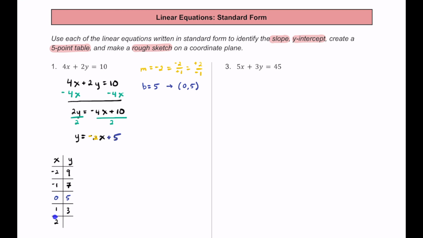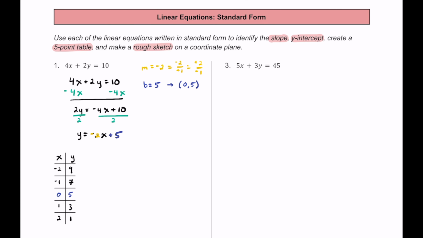Finally, when x is equal to this positive 2, let's plug it in here. So it's going to be y is equal to this negative 2 times positive 2 plus 5. Negative 2 times positive 2 is negative 4. And negative 4 plus 5, that's equal to positive 1. So when x is positive 2, y is equal to positive 1. And hopefully if you're looking at this pattern here, we can see that these are all falling by 2 each time, while these are increasing by 1.